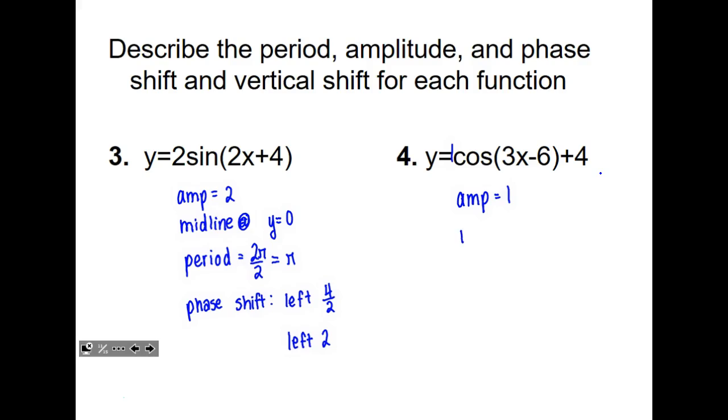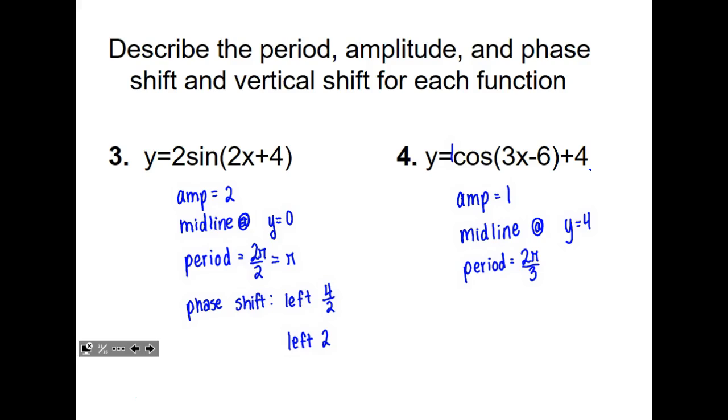All right, so our midline, Jordan, where would our midline be at? Perfect. y equals 4, because this 4 right here moves that graph up 4. Wendy, what about our period? 2 pi over 3. Very good. 2 pi over 3 does not reduce. Just leave it 2 pi over 3.